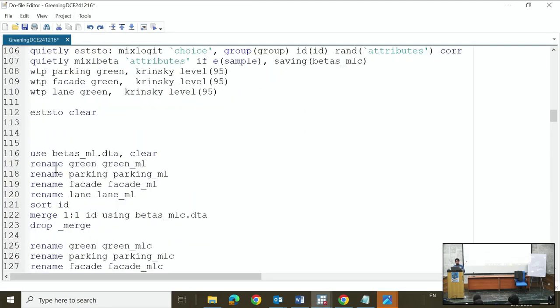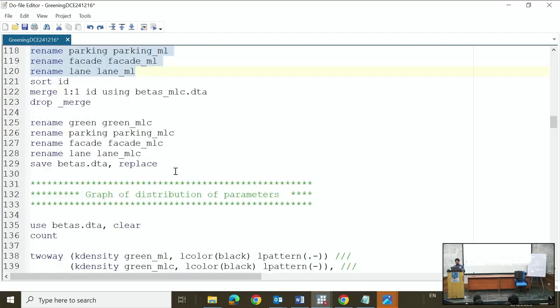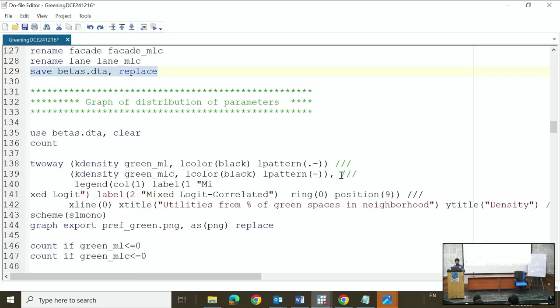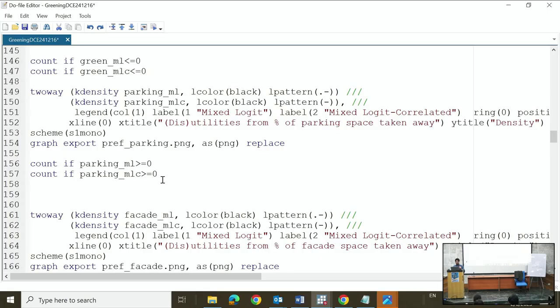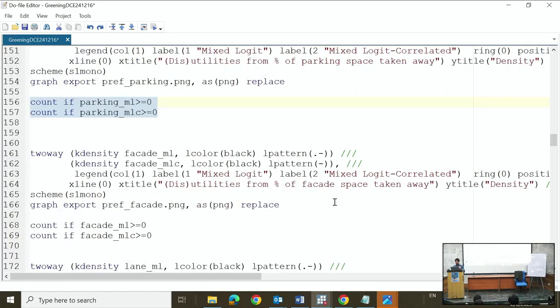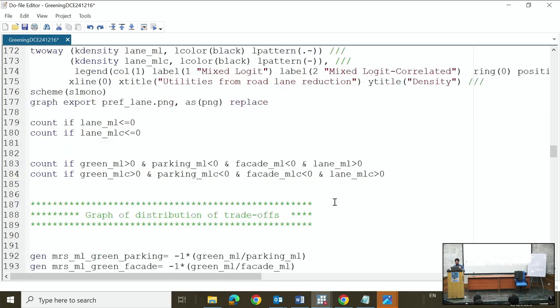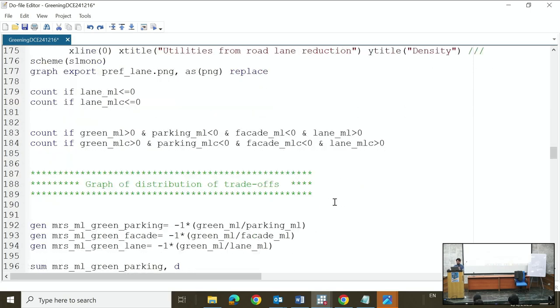All these lines is so that I put all my betas together. And then I create the data sets called betas. Then with these lines, I am doing graphs of the distribution of the parameters, which are the ones that I showed to you before. I count how many are in the positive and the negative, which is what I told you before, 60-40, I think.